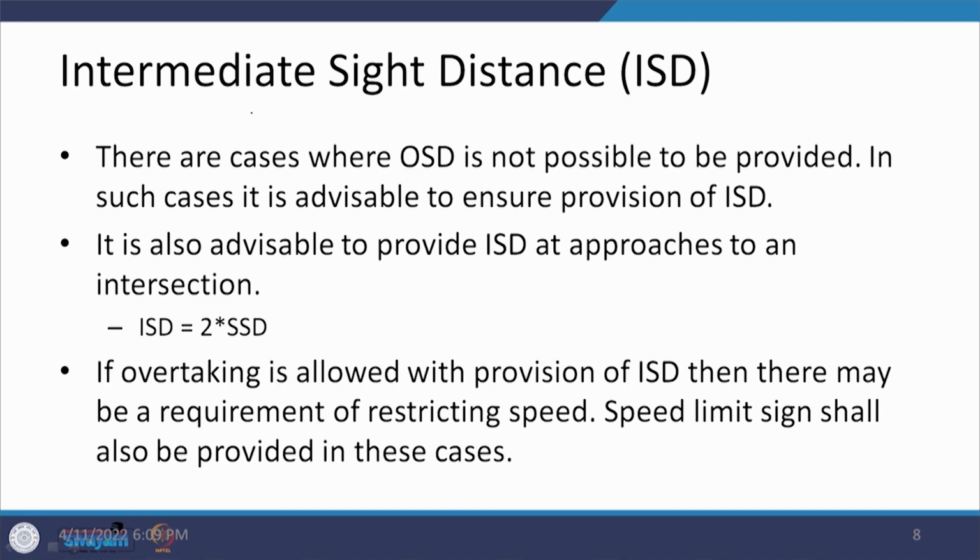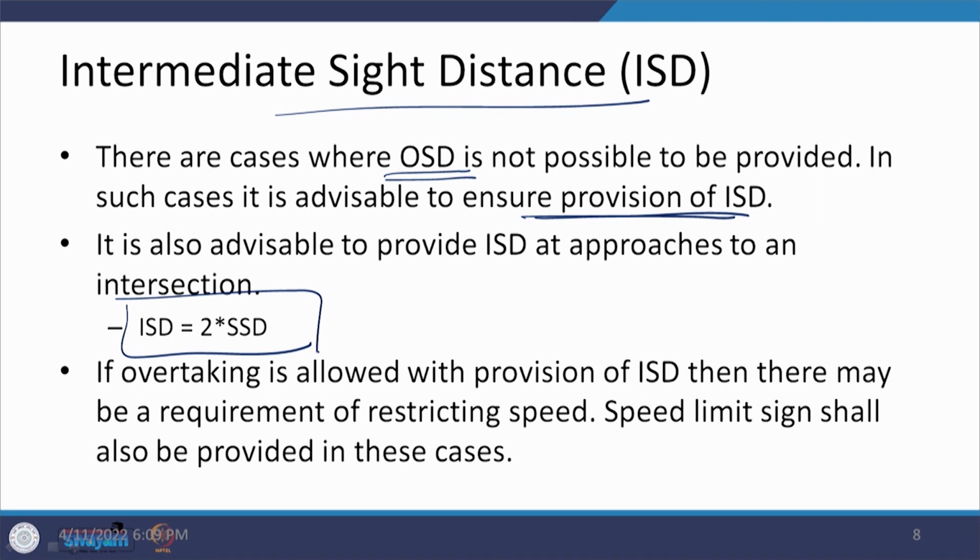Now, let us look at the intermediate sight distance, which we talked about a bit when we discussed the SSD as well as OSD. What we discussed there is that if we are not in a position to provide OSD, then at least ISD has to be provided. But what is this intermediate sight distance? As far as calculation is concerned, it is considered as twice the SSD. So, this is the value which should be there if OSD is not available.